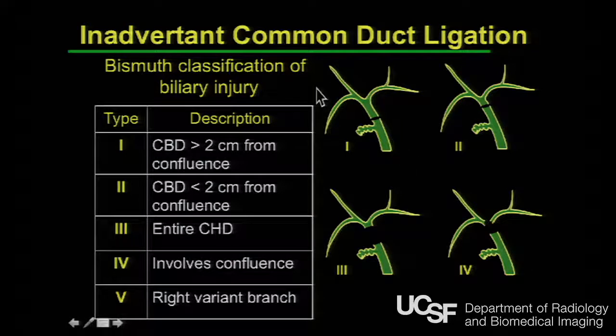Type 1, we just put a stent in, and the bile duct will heal itself. Whereas type 4, we may need surgery and bile duct reanastomosis to bowel, much more difficult repair.